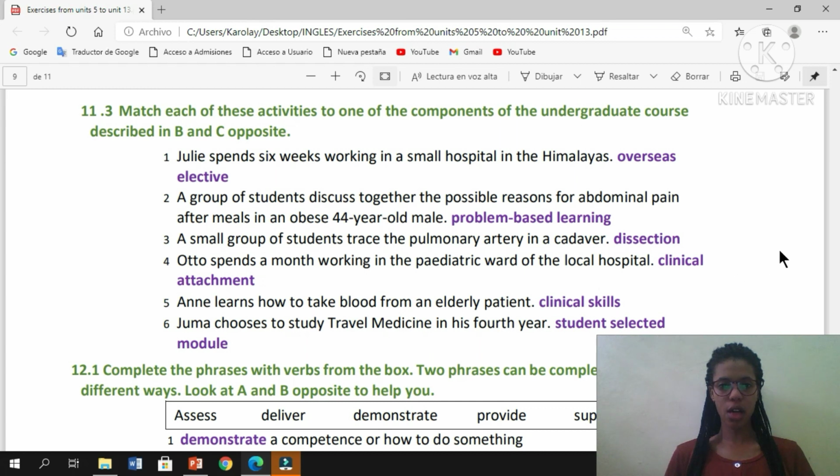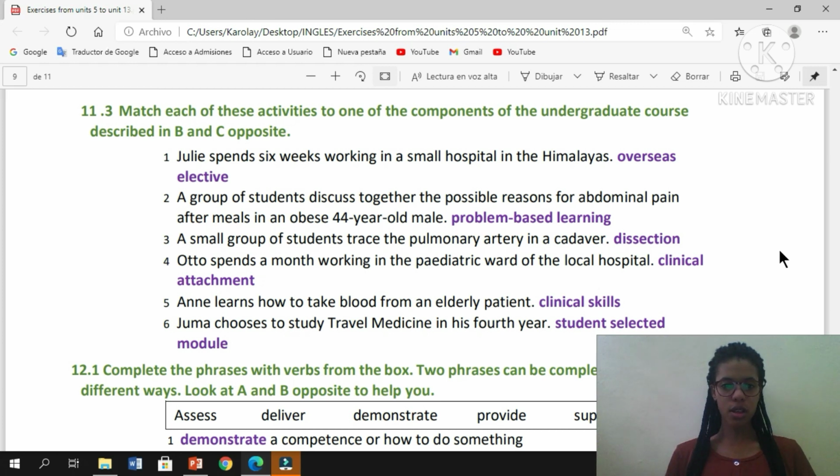Make use of their activities to one of the components of the undergrad course, describing A and C opposite. Julie spent 6 weeks working in a small hospital in the East. The answer is overseas elective. A group of students in the school together discuss a patient with abdominal pain, a 44-year-old man. The answer is problem-based learning.